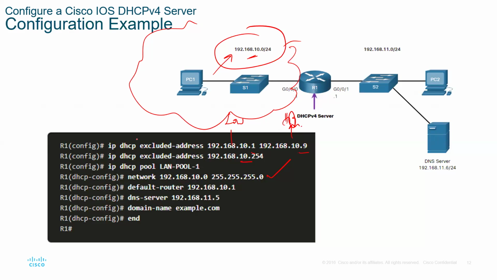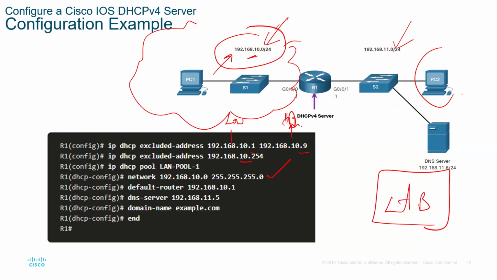Then the example, this is the example we are going to be doing for our lab. Exactly this one. We're going to configure a network. We're going to define pools. So we define this pool and this pool. Then the pools will respectively assign addresses to this PC and this one.